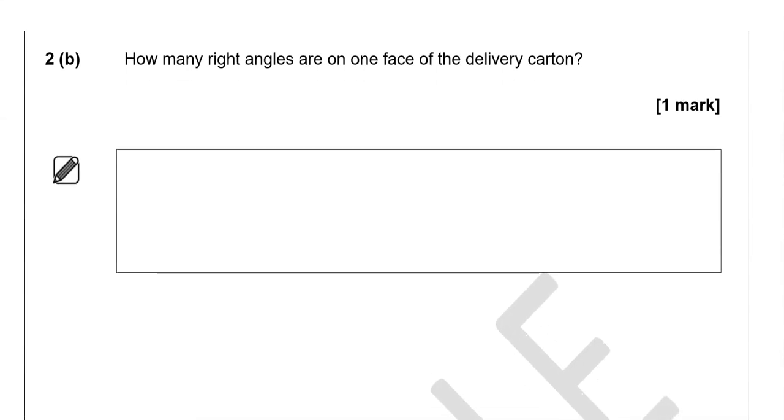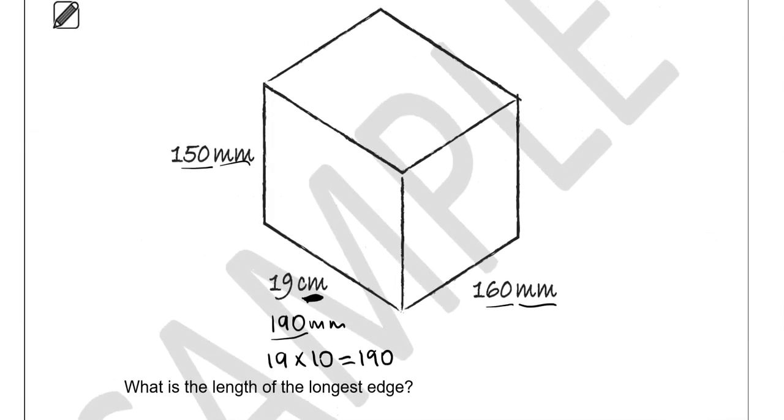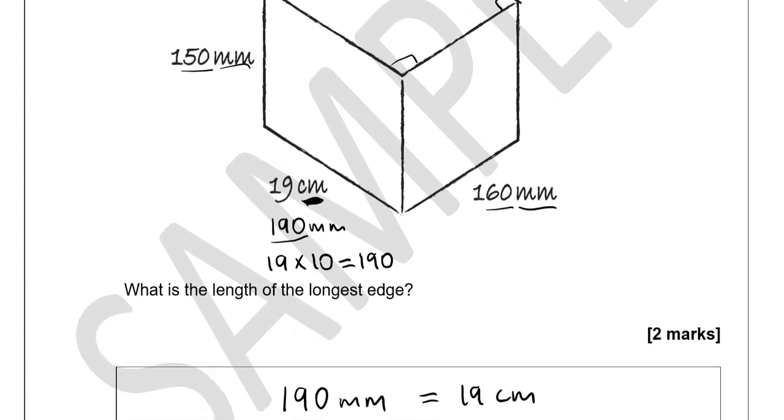How many right angles are on one face of the delivery carton? On one face there will be 4, so let's just take one of them. There would be a right angle here, another one here, another one here, and finally 4 of them. They don't look like right angles here in this position, but when you've got them in front of you, that's what they are, right angles, because these are rectangles, rectangular faces.